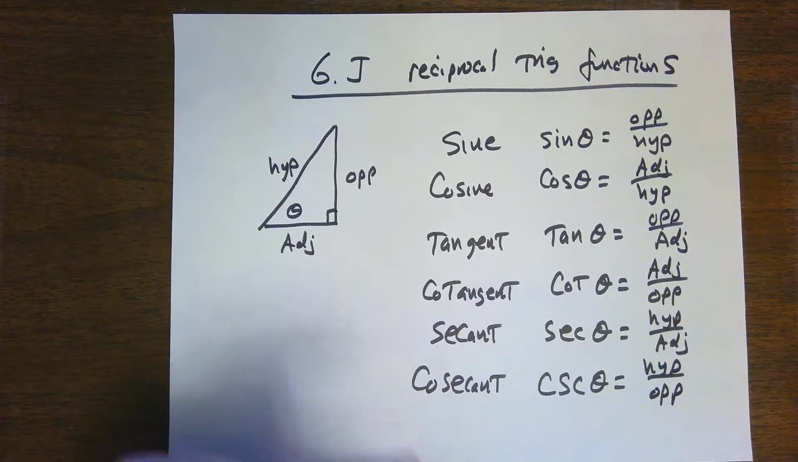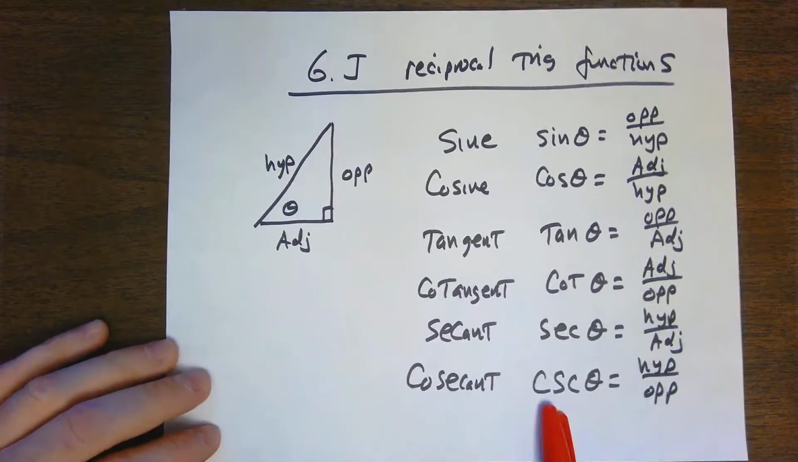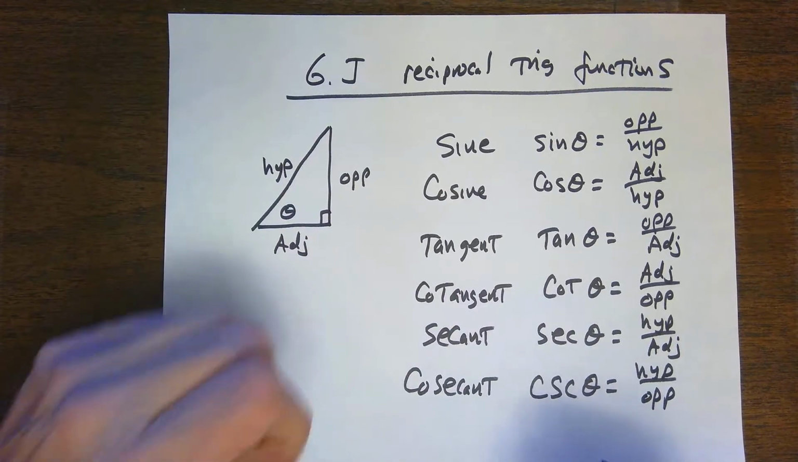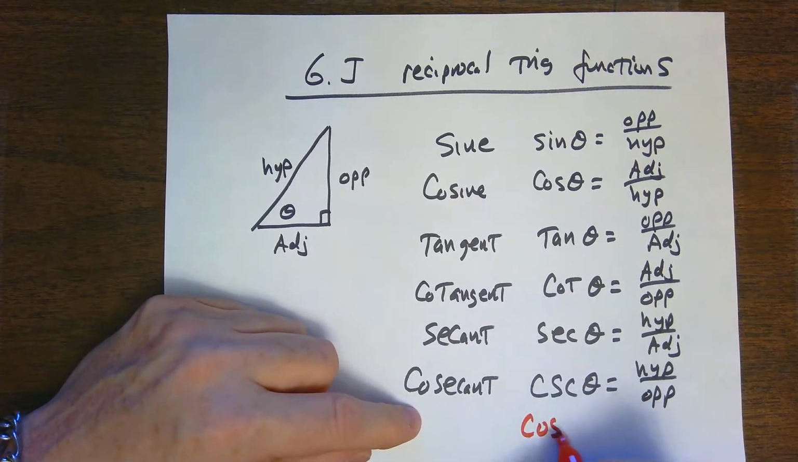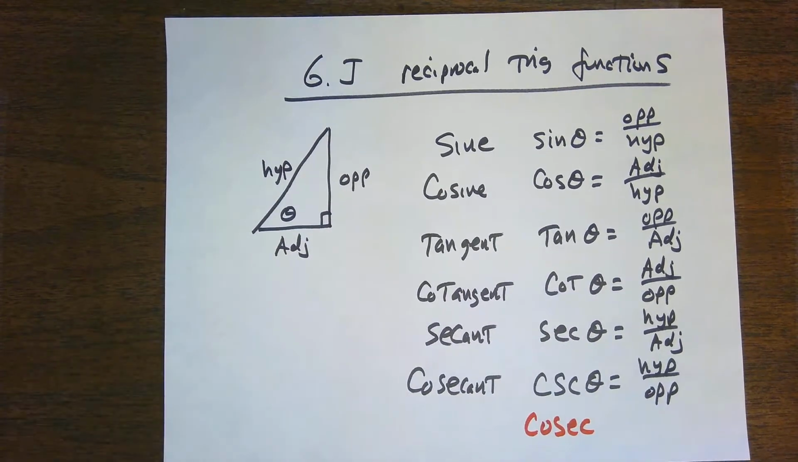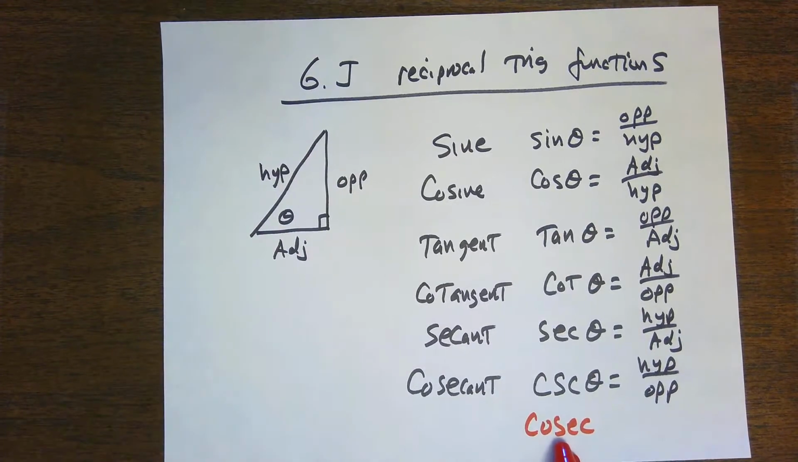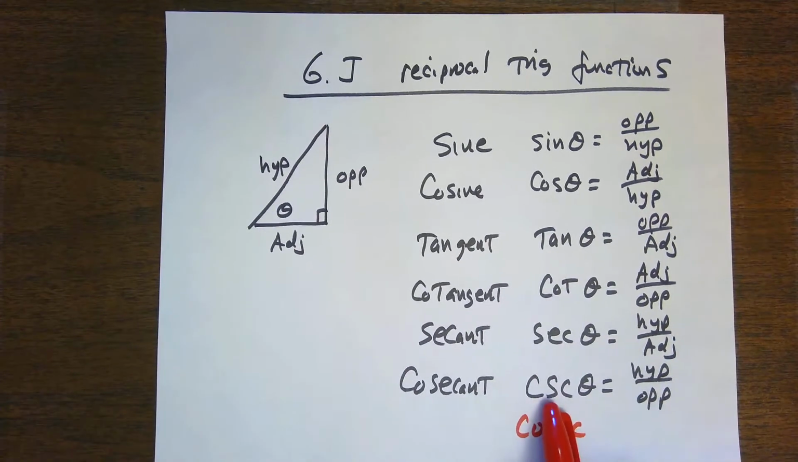But your textbook, instead of writing CSC for cosecant, is writing COSEC. So whenever you see this, just realize that it's really this. And if you write that, that's fine. If you write CSC for cosecant, that should be fine.